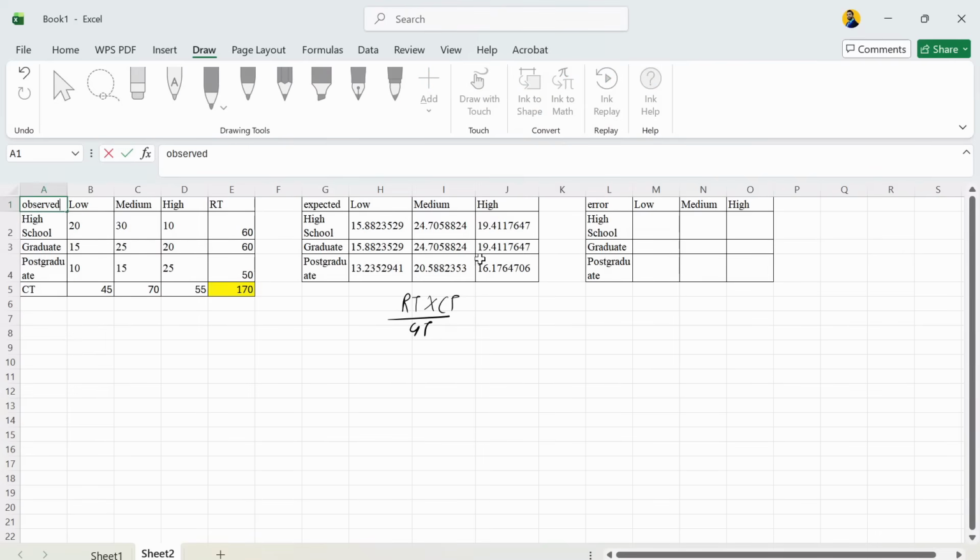These are our observed values. These are our expected. Now we know there is a difference, so we are now trying to find out the difference. For that, we will use a formula here, and I will just write down the formula first.